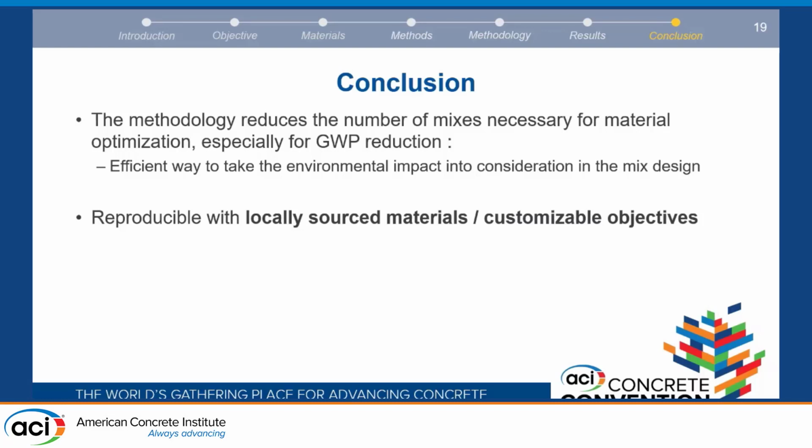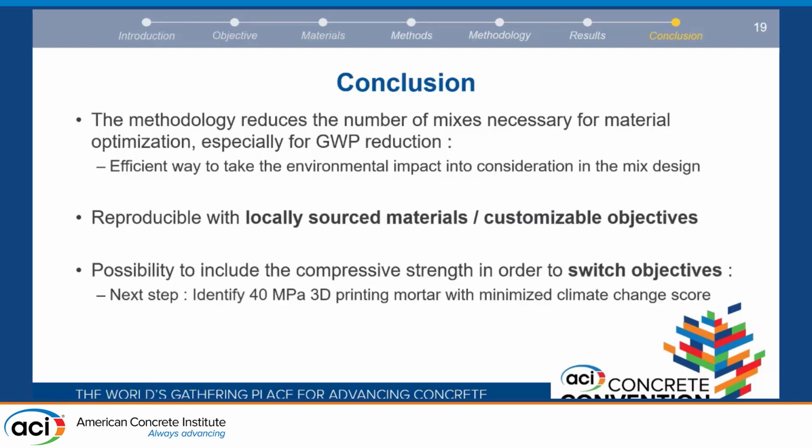So let's say we want to optimize another material which is adapted for 2K 3D printing systems, so with accelerated concrete. We could use other objective functions such as maybe another kind of flowability test or a reactivity with accelerating admixture test. Finally, it's possible to include the compressive strength back in the objective functions in order to switch objective.